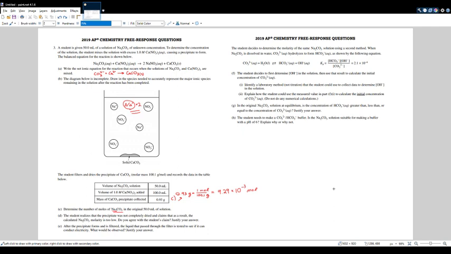Part F says the student wants to first determine the concentration of hydroxide in the solution, then use that result to calculate the initial concentration of CO3 2-. And F(i) says identify a laboratory method, not titration, that the student could use to determine the concentration of OH- in the solution. So the answer here, or at least what I put, was spectrophotometry, and that's the idea of putting something in a cuvette and shining light through it and measuring the absorbance of light.